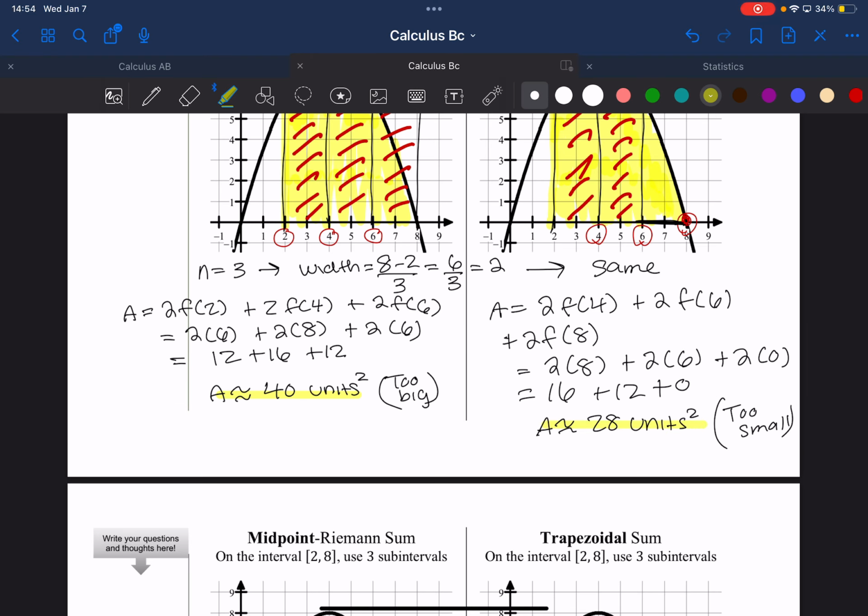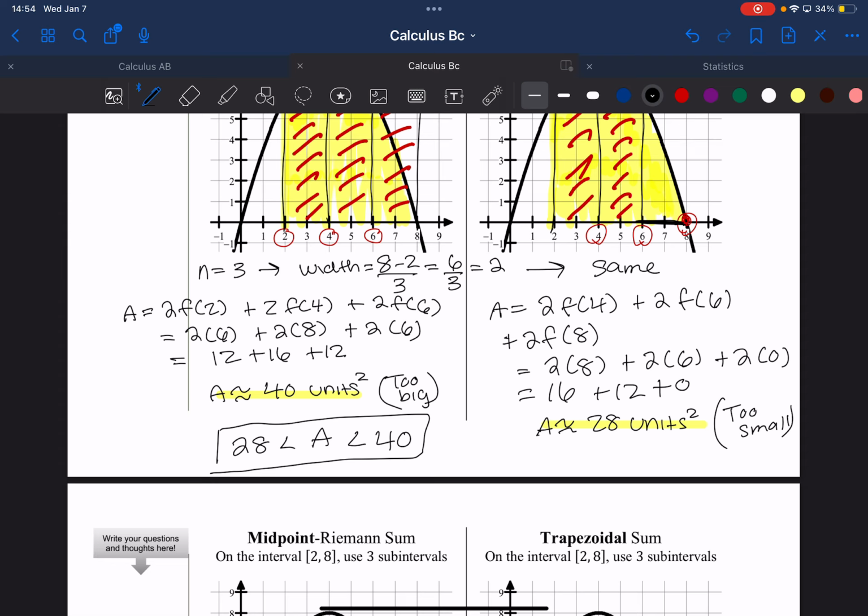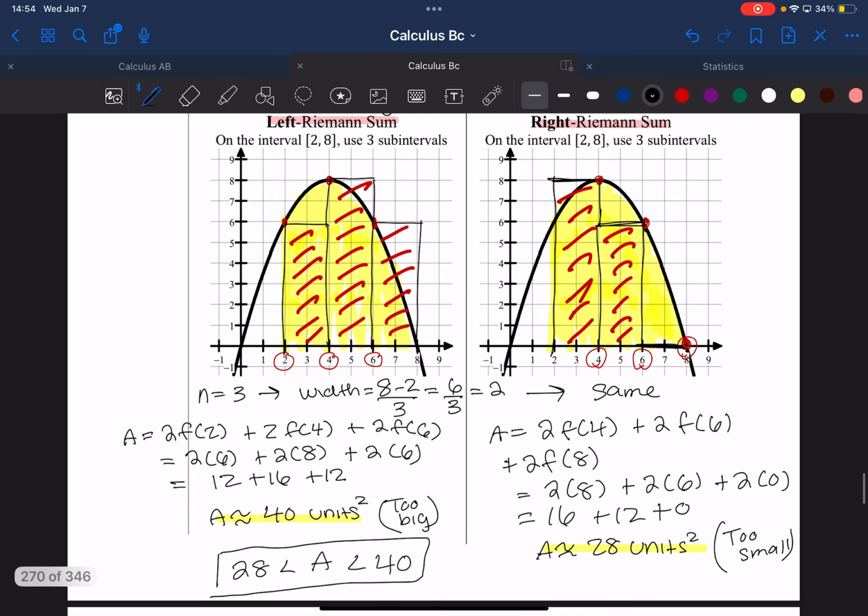So based off of these 2 Riemann sums, the left and the right, we know that the left one was too big, the right one was too small, so our area has to be somewhere in the middle. So we know our area is going to be between 28 and 40. That's as much as we can say here without actually finding the exact area, which we won't learn how to do until notes 4 when we talk about integration. Okay, so this was the first 2. Any questions about these ones?